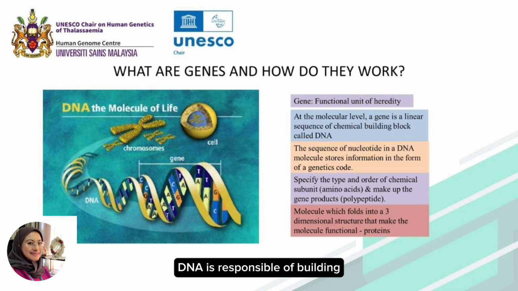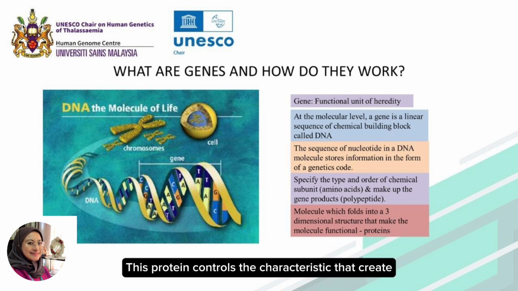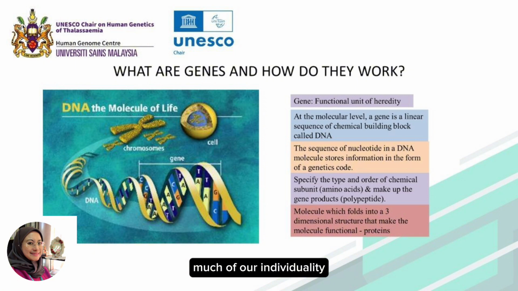DNA is responsible for building and maintaining your human structure. It is a basic unit of heredity that passes from parent to child. Genes are sections of DNA that contain the set of instructions to produce one specific molecule in your body, usually a protein. This protein controls the characteristics that create much of our individuality, from our hair and eye color to the shape of our body parts, personality traits, and also health.